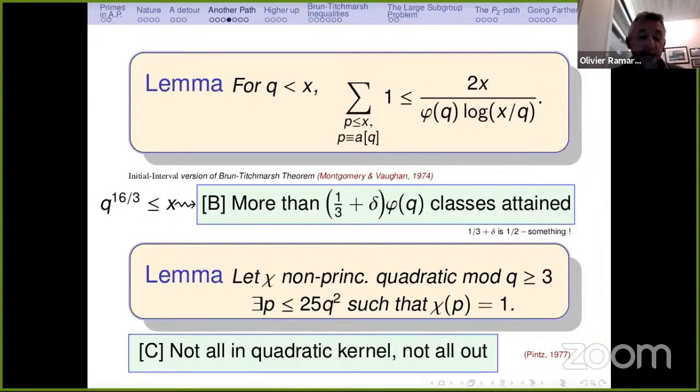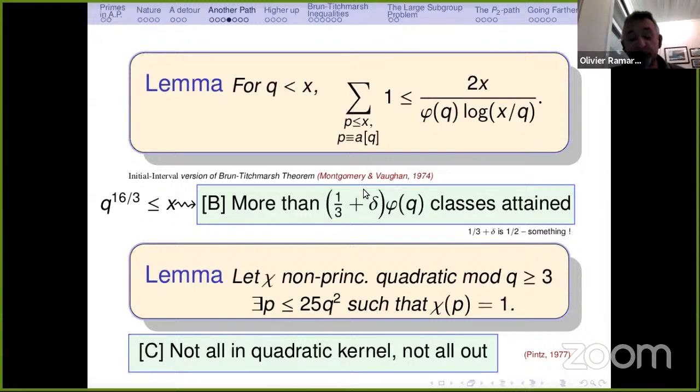Of course, all the primes less than Q, say, cannot be squares, because otherwise all the integers up to Q would be squares. They are products of these primes. So one of these primes is a non-square, and you want to know whether there's a prime that is also a square. And that you can do.